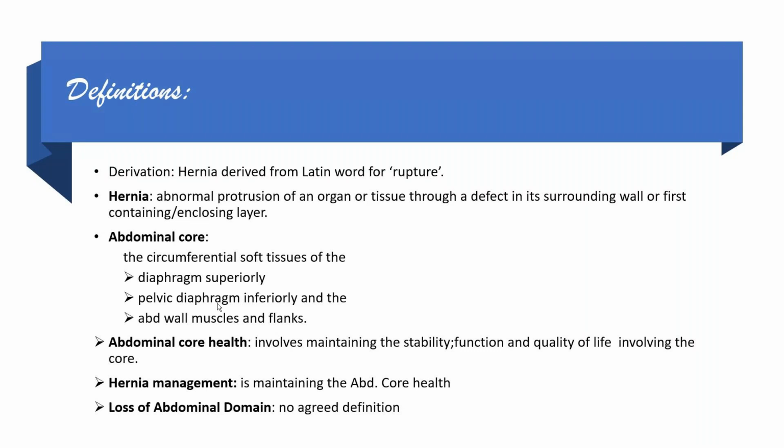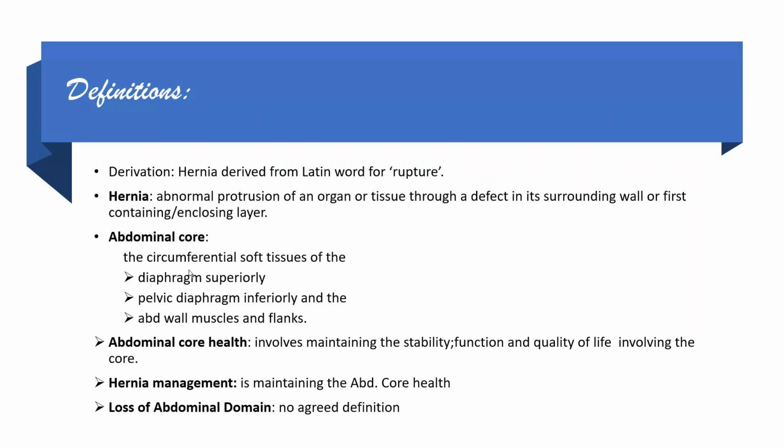Now, why do these definitions need to be addressed? For the simple reason that when you talk about large ventral hernias, they require to be addressed, whether you want to tackle a ventral hernia or you don't want to tackle a ventral hernia. Like, for example, a patient with a double abdomen, a very huge hernia. There the definition of abdominal core becomes more important.